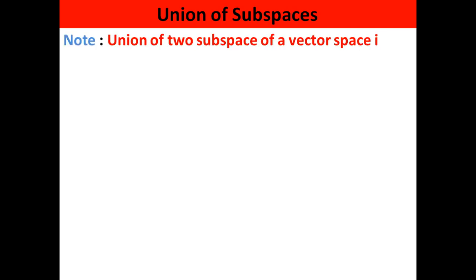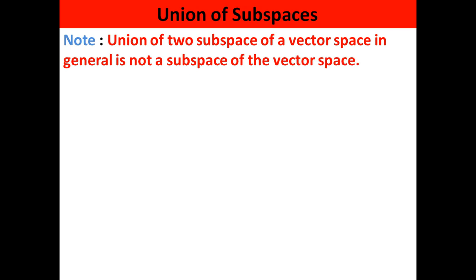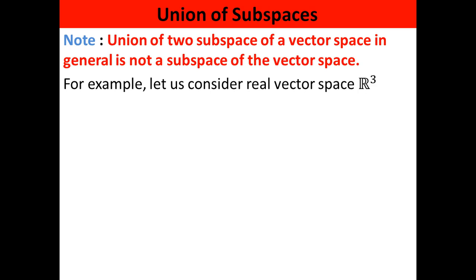But what happens for union? The union of two subspaces of a vector space in general is not a subspace. It may be a subspace or may not be a subspace. So for example, let us consider the real vector space R3.